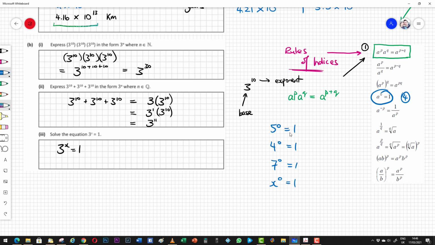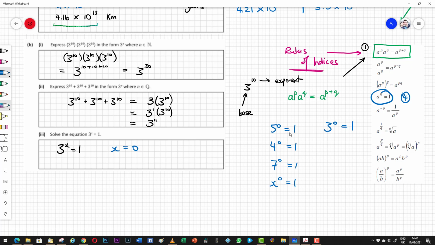Well, what would 3 to the power of 0 be? Well, 3 to the power of 0 would clearly also be 1. So if we come over here to the left-hand side, what does x have to be? Well, if we have 3 to the power of something and we get the number 1, that something, x, must be equal to 0. So that indices question is pretty tricky.